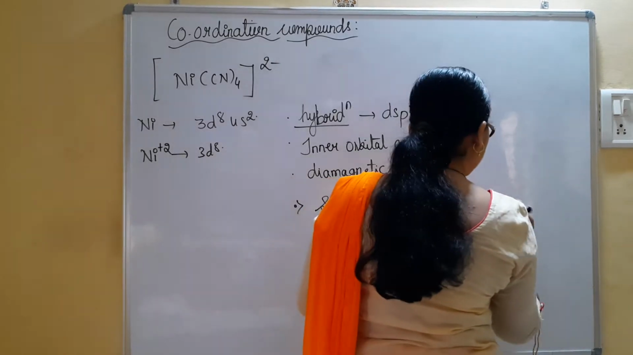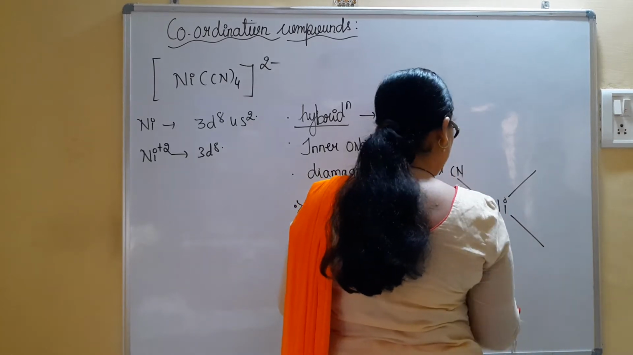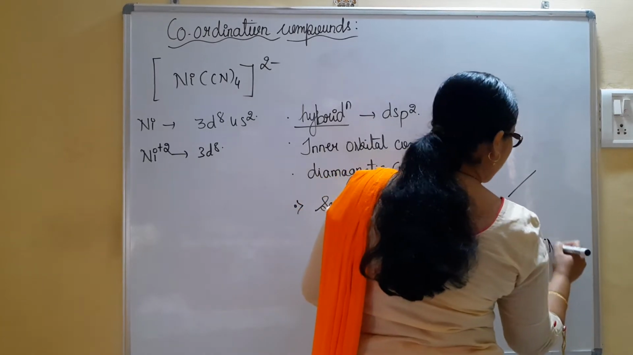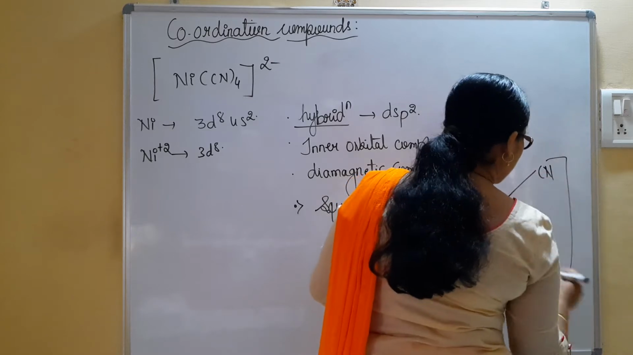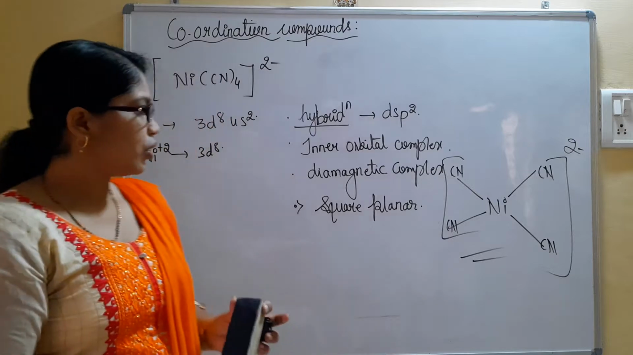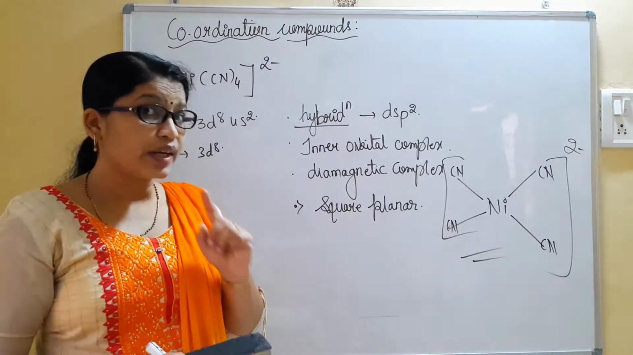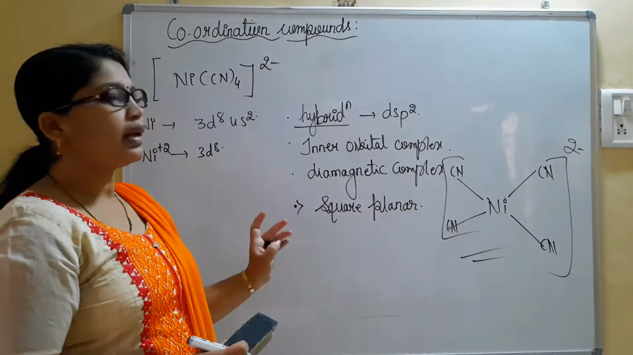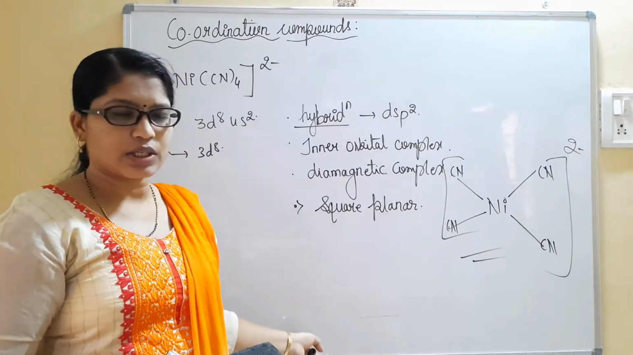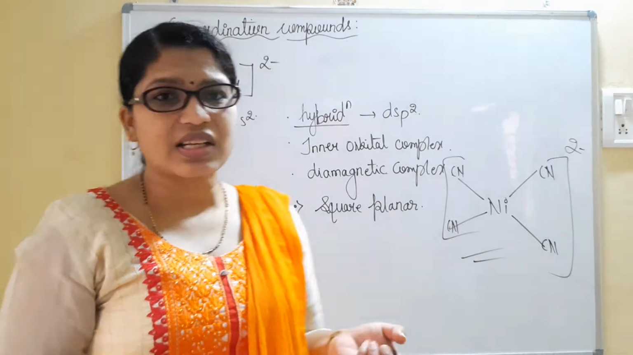How does it look like? CN, Ni. There are 4 CN approaching. This is CN, CN, CN, 2 minus. That's it. So if you complete this much by explaining each and every point, point-wise, you will definitely get 3 marks for this question. Please do copy this. We'll move to some of the drawbacks.